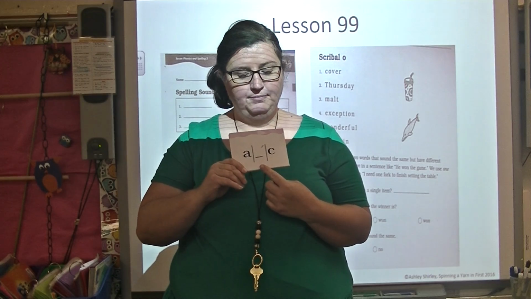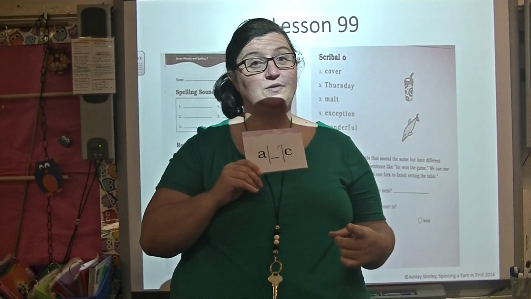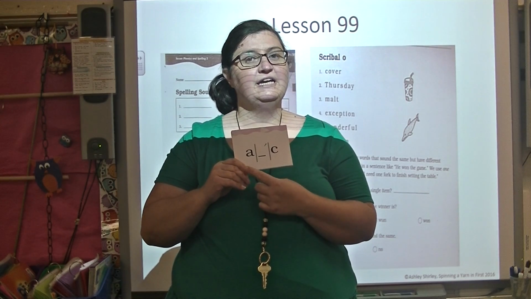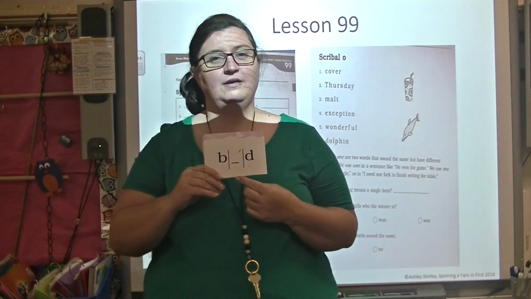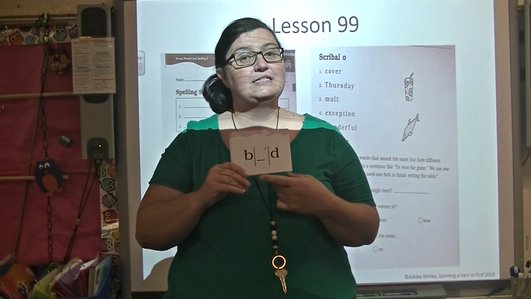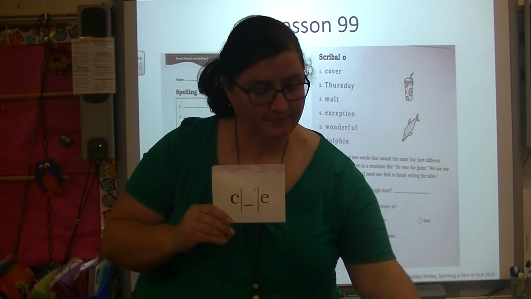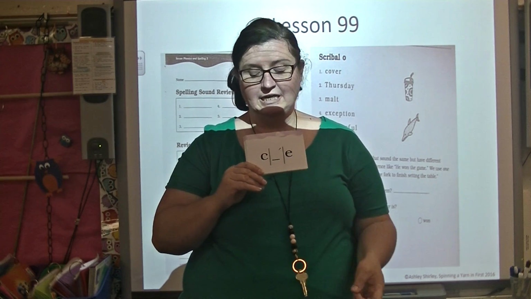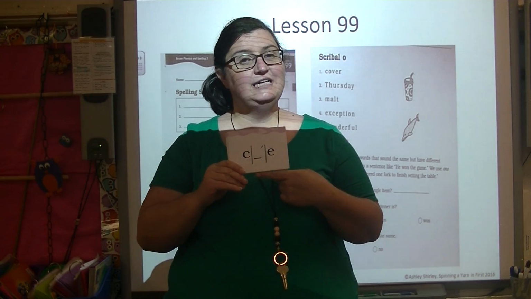All right, we have A, blank, C. What's the missing letter? B. Let's say it with the accent on the second syllable. Get ready. A, B, C. Again, A, B, C. What's the missing letter? C. Get ready. B, C, D. Again, B, C, D. What's the missing letter? D. Get ready. C, D, E. Again, C, D, E.